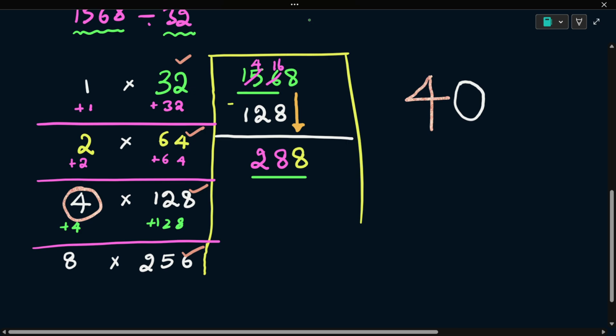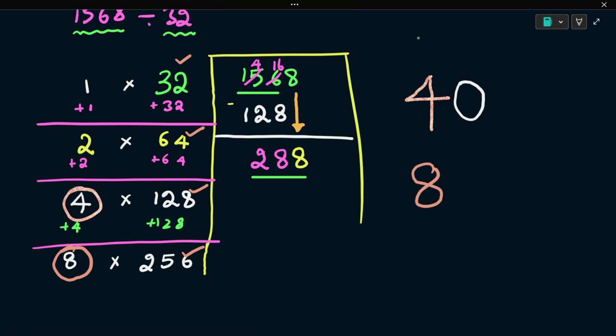Which is the closer value to 288? It's 256, right? So 256 belongs to which number? 8, right? So it is nothing but 32 times 8 is 256. I'll be writing 8 here and I'll be writing 256 here. Okay. So now, do I need to carry any number down? No, right? So I'll not be adding any 0.